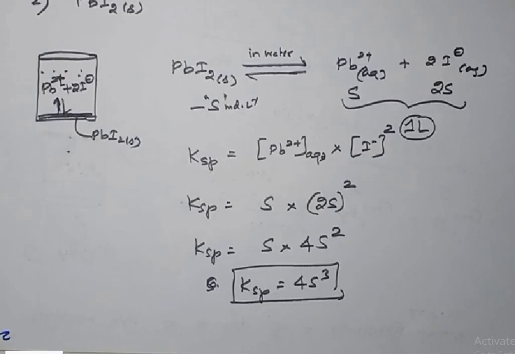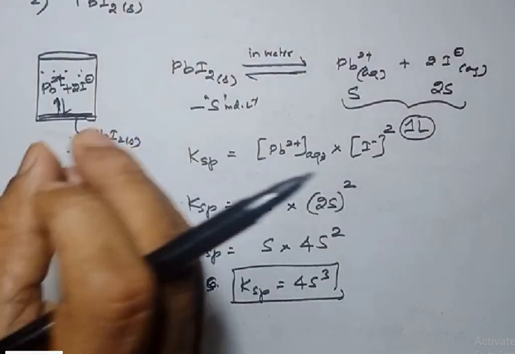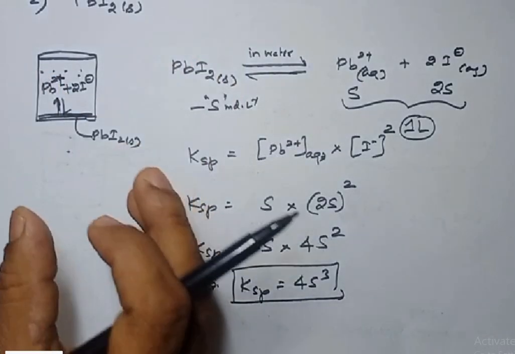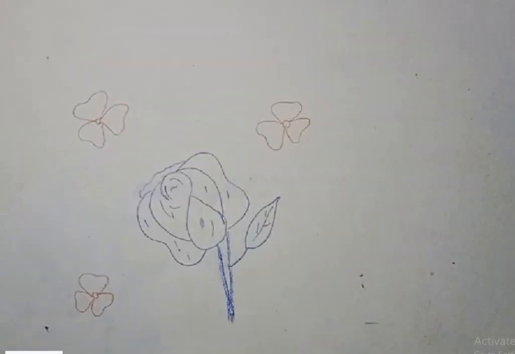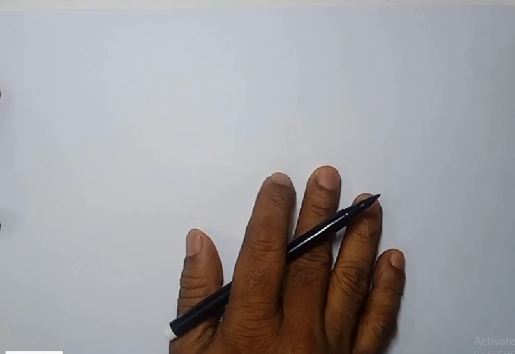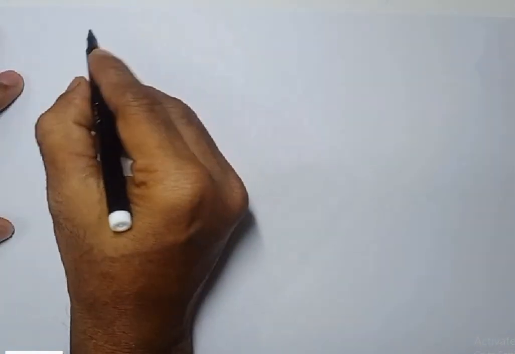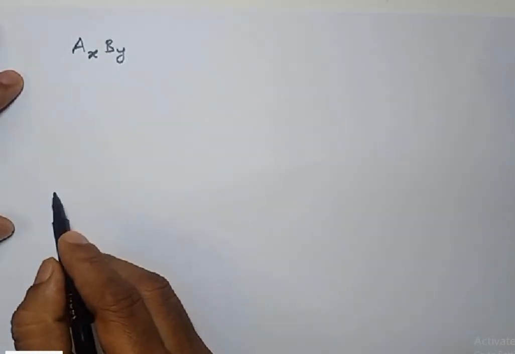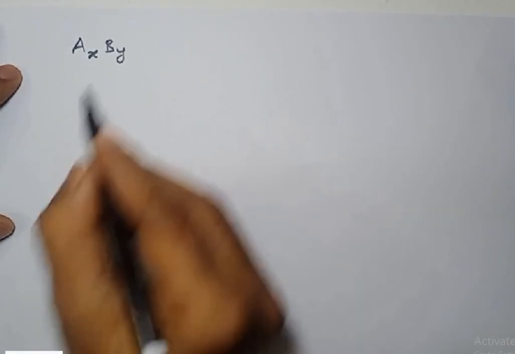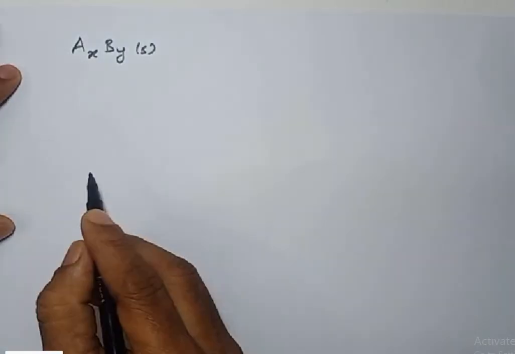In the next example, I'll take a general formula of a salt, and we'll do that. Listen. Instead of a specific salt, let me take a general salt, say A_x B_y. I'll take some solid like this. It is assumed that it is a sparingly soluble solid.